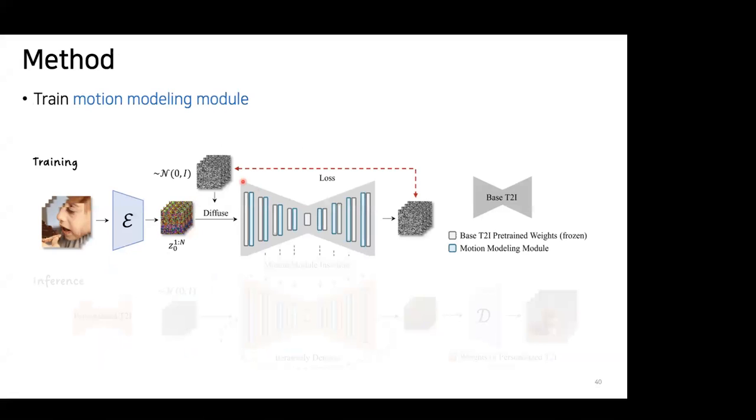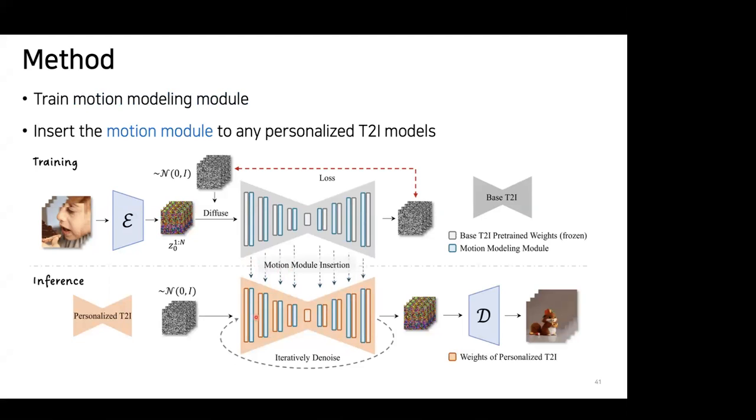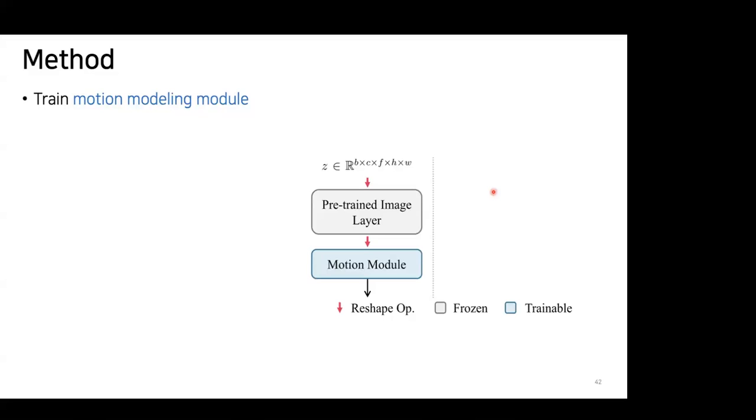So instead of training the whole text-to-image model, when training, they just add this motion modeling module after these layers in the pre-trained network. And they only train this motion modeling module with a 2D video data set. In this case, they need a bunch of 2D video data. And after training this general motion module, they can insert this module into any kind of personalized text-to-image model to animate the personalized images.